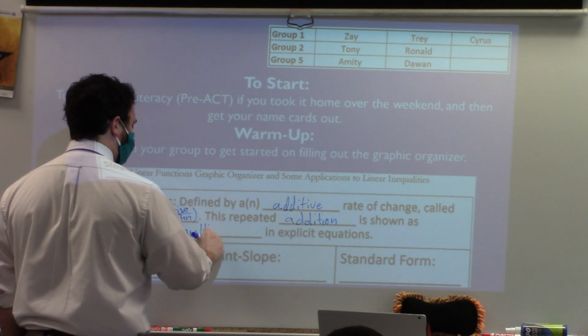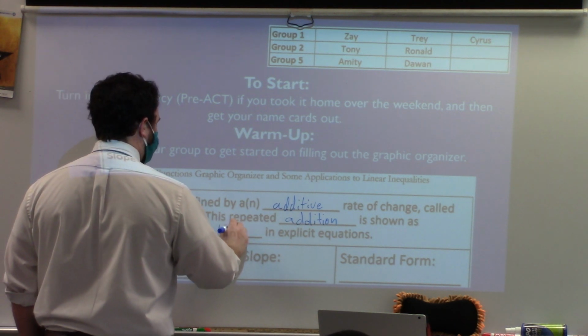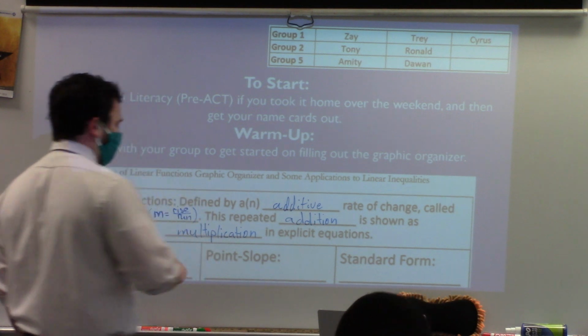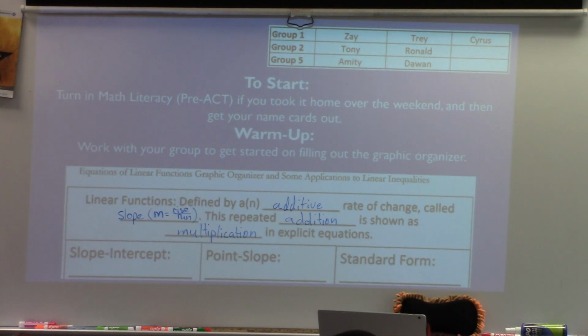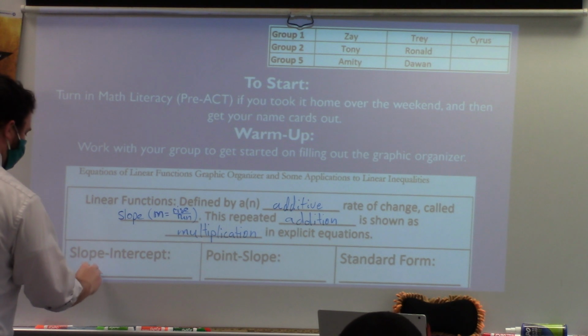Now please notice that it is only for an explicit equation. If you ever have a recursive, multiplication is multiplication, right? In a recursive, you show that repeated addition. So what is the slope-intercept form? y equals mx plus b.